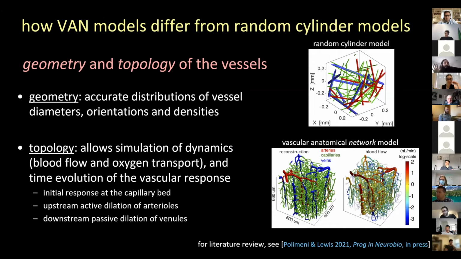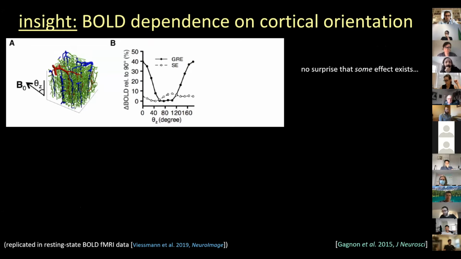So now, while random cylinder models are helpful, and I'll show you some results later in this talk with the random cylinders, VAN models are better suited to understanding how vascular geometry and the topology shape the fMRI responses. Now, the initial VAN modeling work of Louis Gagnon provided some new insights into the BOLD signal. For example, the BOLD dependence on cortical orientation, which could only be observed in vascular models with realistic anatomies.